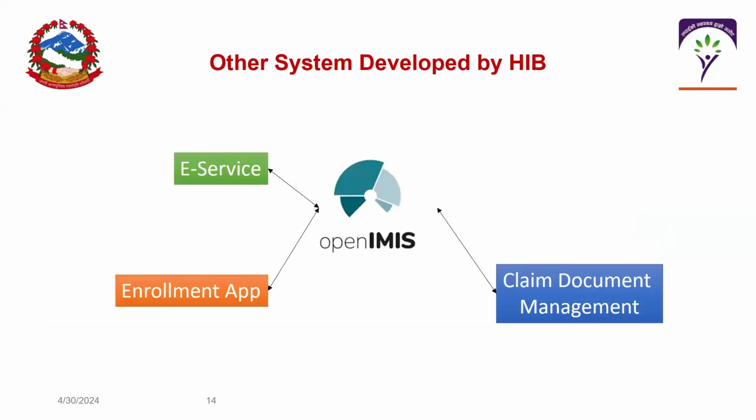Other systems developed by HIB are also interoperable with OpenIMIS, for example, the e-service, enrollment app and claim document management. The e-service system was primarily used to reprint lost or damaged insurance cards. New features were added in this system later, which complement the day-to-day operation of HIB.